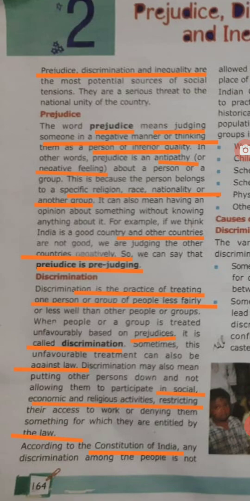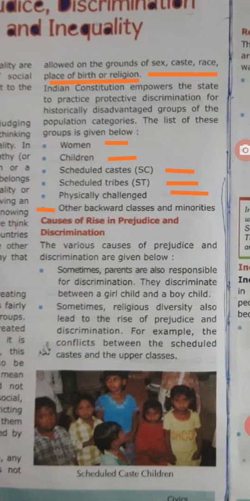According to the Constitution of India, any discrimination among the people is not allowed on the grounds of sex, caste, race, place of birth or religion. We saw that there is discrimination, but our Indian Constitution has prohibited discrimination. That means we should not discriminate against people on the basis of sex, male or female; caste, whether upper caste, lower caste or middle caste; race, whether white in color or black in color; place of birth, whether from Bihar, Tamil Nadu, Kashmir, Jammu; or religion, Hindu, Muslim, Christian, Sikh. All are equal. No one is inferior or superior.